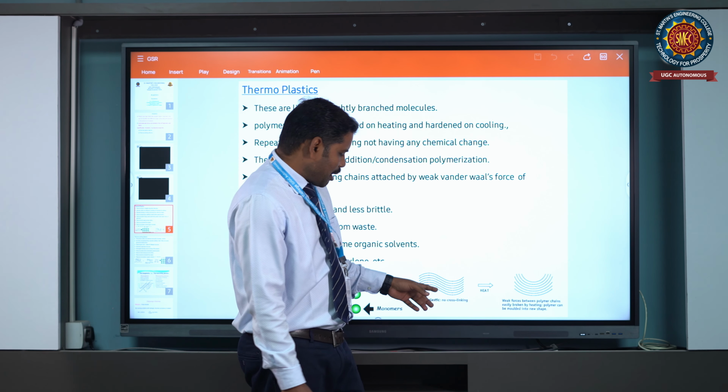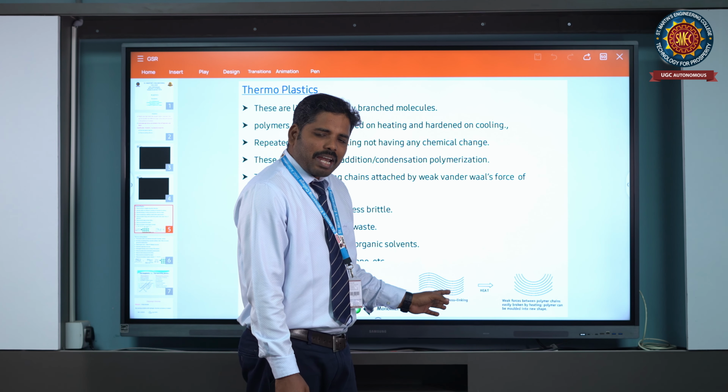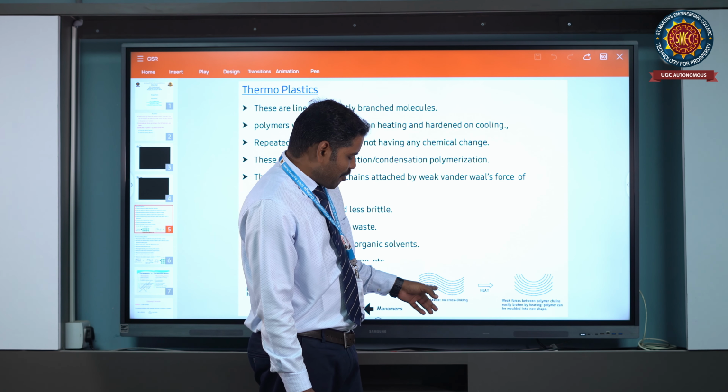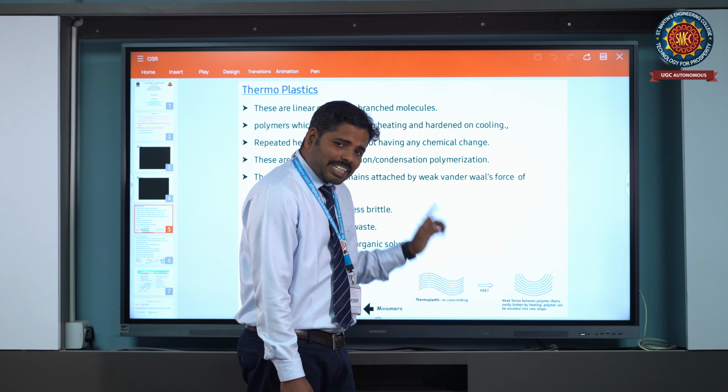Here thermosetting polymers are three-dimensional or cross-linked polymers. This structure is a cross-linked polymer, for example of a thermosetting polymer.